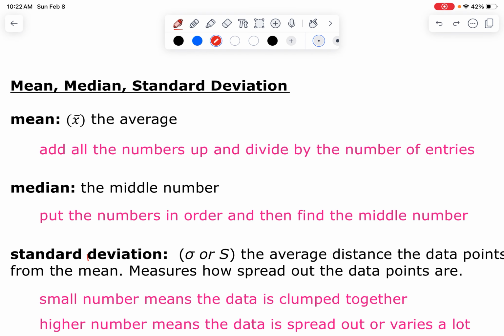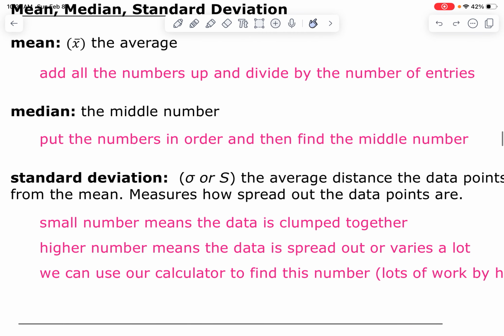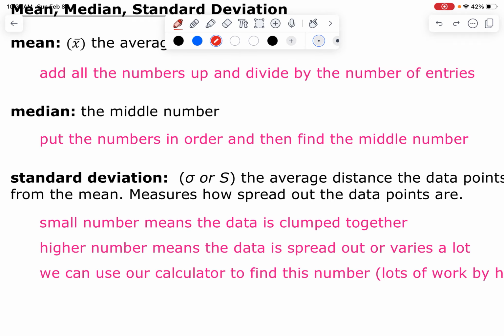The median is the middle number, and for that you need to put the numbers in order and then find the middle number. And then lastly, standard deviation. There's a couple of different ways that this will be displayed on a calculator or in the text, and that is with the lowercase Greek letter sigma or with a capital S. Sometimes on your calculator there are two different kinds, and we're going to talk about those two different kinds.